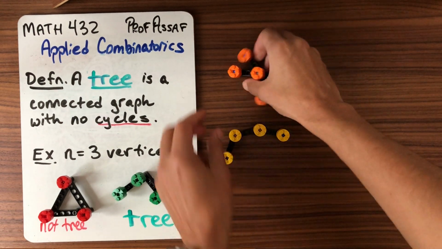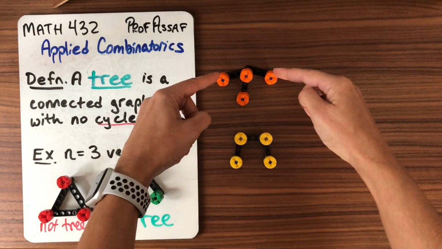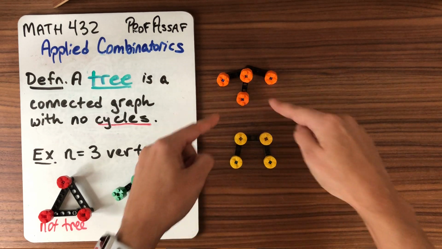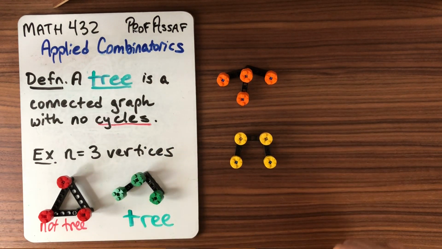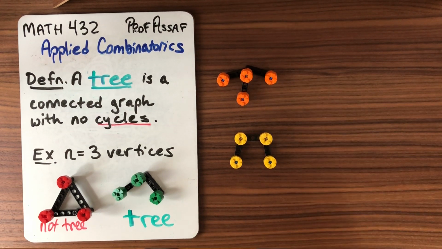And we can see these trees are different, right? Because the connectivity of the trees is different. So I don't have a bijection from the orange to the yellow that respects the edge adjacency. That's what it means for trees to be different: if there's no bijection between them that respects edge adjacency. So these are my trees.